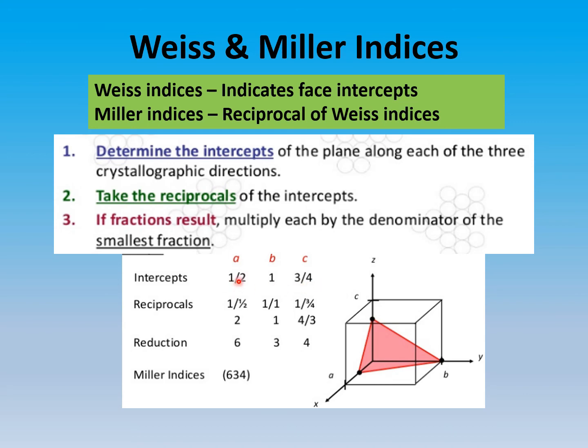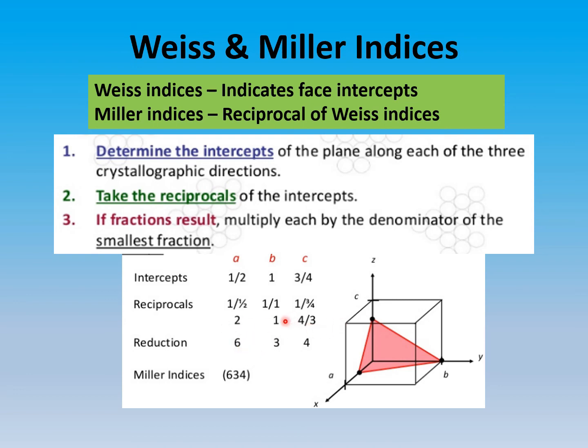What to do? We need to find the reciprocal first. If you take the reciprocal, what will happen? 1/(1/2) is 2, 1/1 is 1, and 1/(3/4) is 4/3. Otherwise, we can say it as 2, 1, 4/3. That is also fine. So we need to find the fraction for this. One is a fraction, one is a whole number. So we need to find the fraction. We can take 3 as a fraction and multiply with everyone.